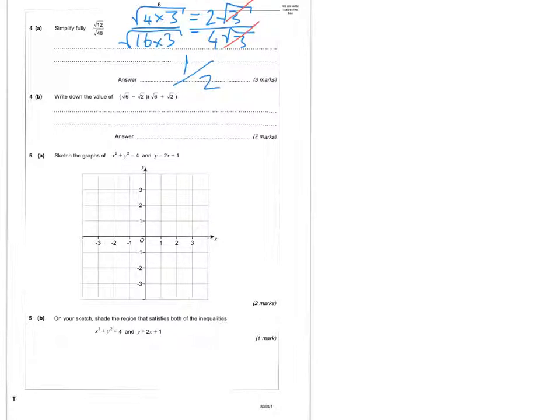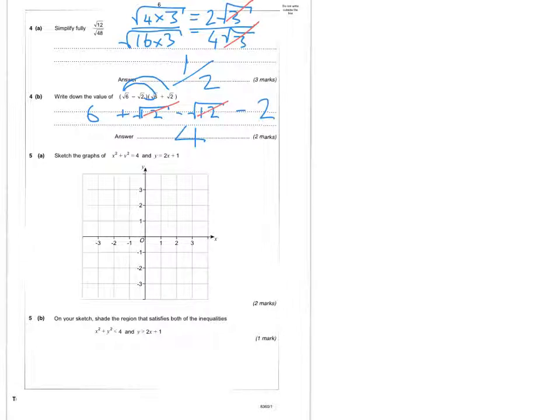Write down the value of that, so expanding the brackets for 4b, root 6 times root 6 is 6. Root 6 times root 2 is root 12. Minus root 2 times root 6, which is root 12. And root 2 times root 2 is 2. It's negative times positive, so it's negative 2. 6 minus 2 is 4. Root 12 minus root 12 is 0, so they cancelled out.